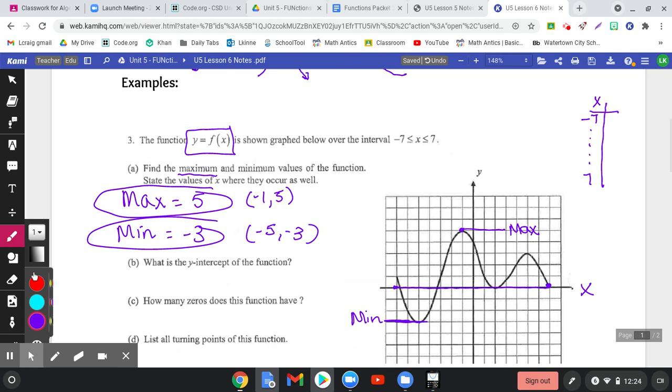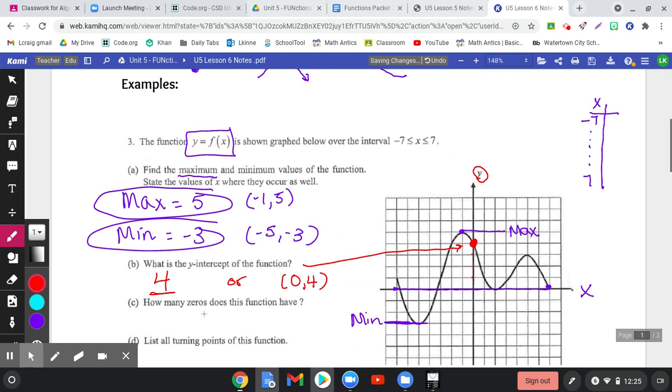The y-intercept, okay, here's your y-axis right here. So where's it crossing the y-axis? Right there. There's your y-intercept. All right, and where's it hitting the y-axis? At 4. Or you could write it as the point (0, 4). But typically, you're just going to write that value.